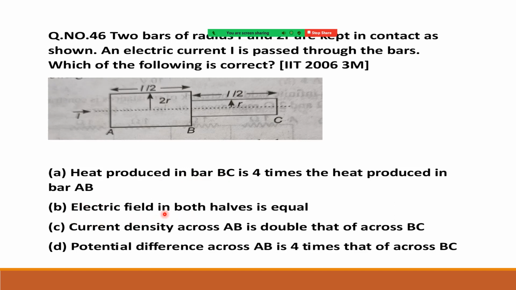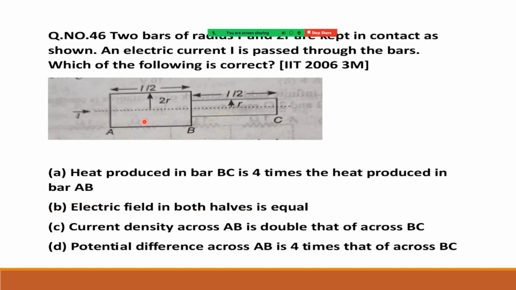Okay. Next, C, electric field. Again, current is the same. To verify electric field, we can take the condition J bar equals sigma into E bar, Ohm's law. Sigma is a constant. Therefore, E bar and J bar are both proportional. And J bar is I by A. I is the same in both. Area is 4 times, which means J in AB will be 1 by 4 times that in BC. Therefore, current density is 1 by 4 times that in BC, and the electric field is also 1 by 4 times. That's why B is not correct.